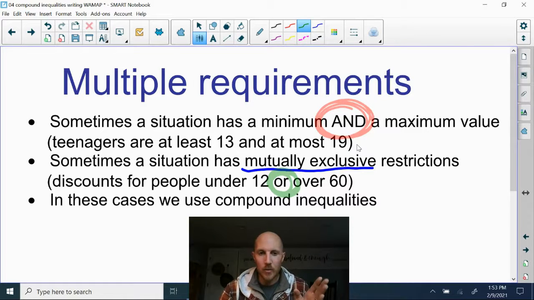But you need to be at least 13 and at most 19, or 17 if we want to say that. But there's a minimum and there's a maximum, and you have to be between those 2 ages, right?